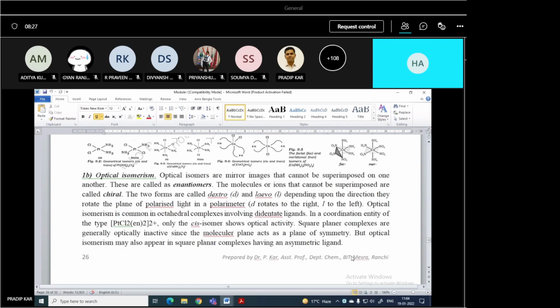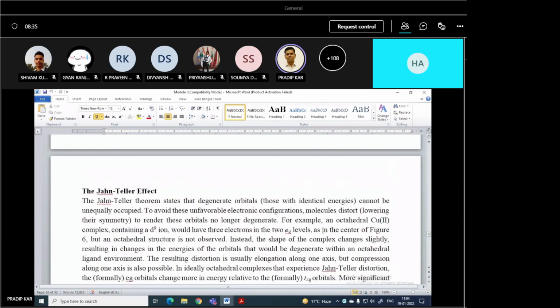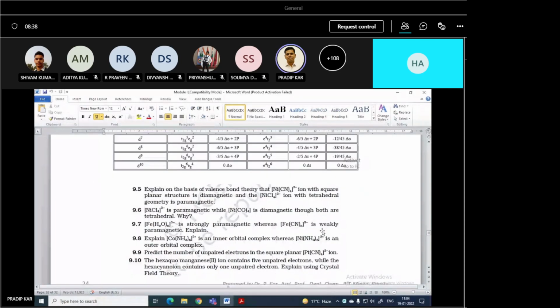Sir, yesterday you gave some questions. I have a problem in question 9.6. Yes. NiCl4 2- is paramagnetic while Ni(CO)4 is diamagnetic, though both are tetrahedral. Okay.